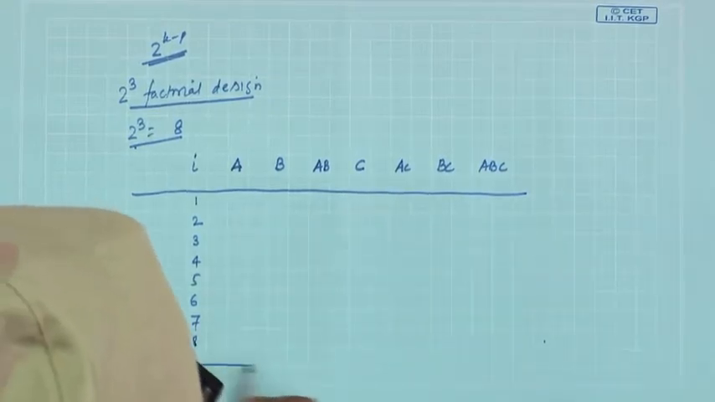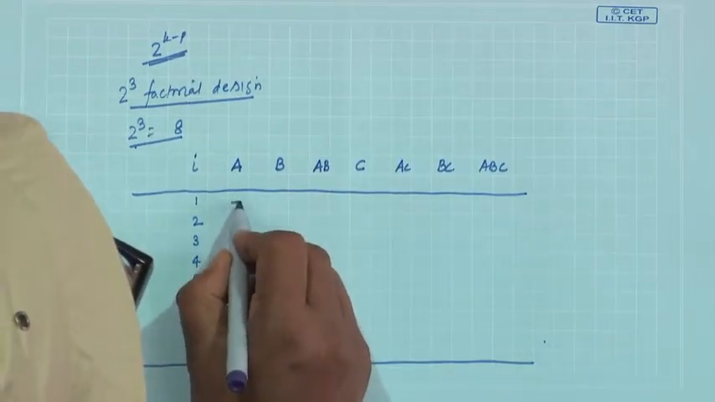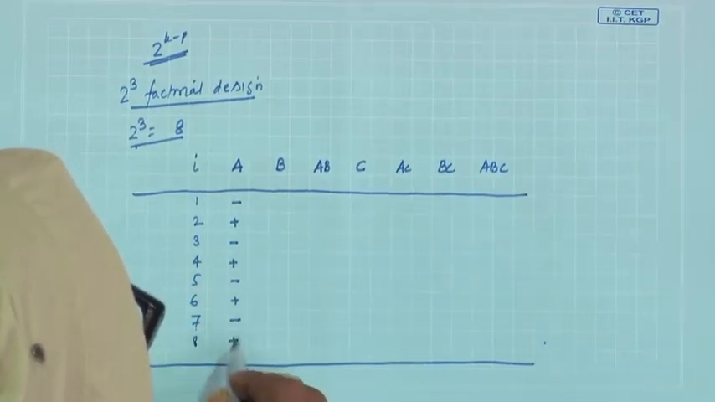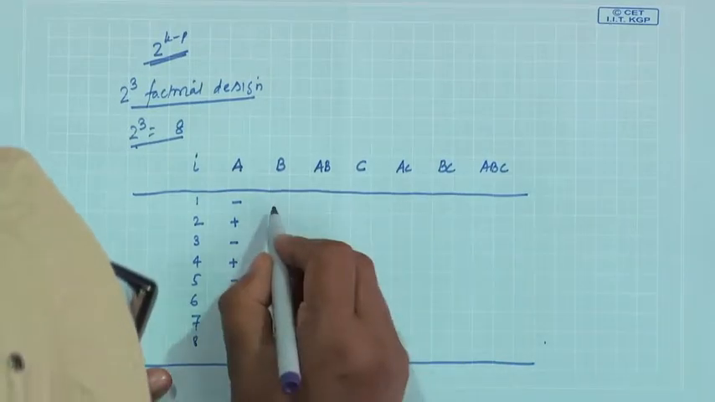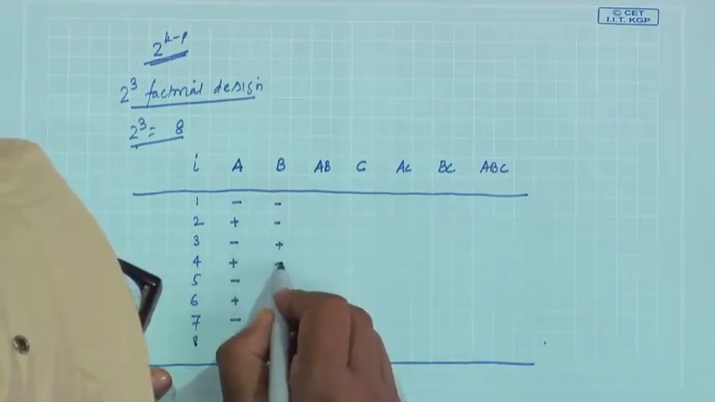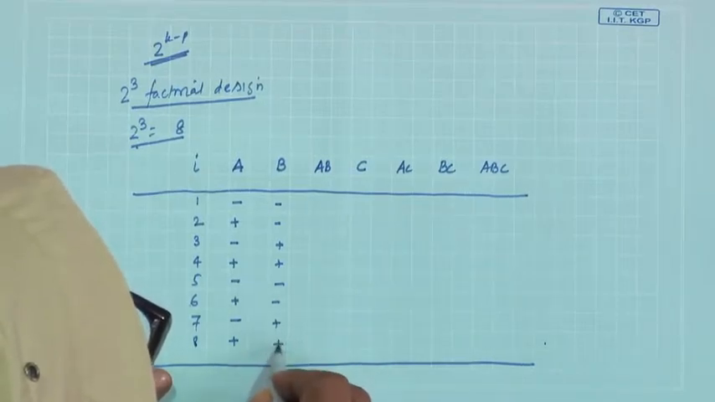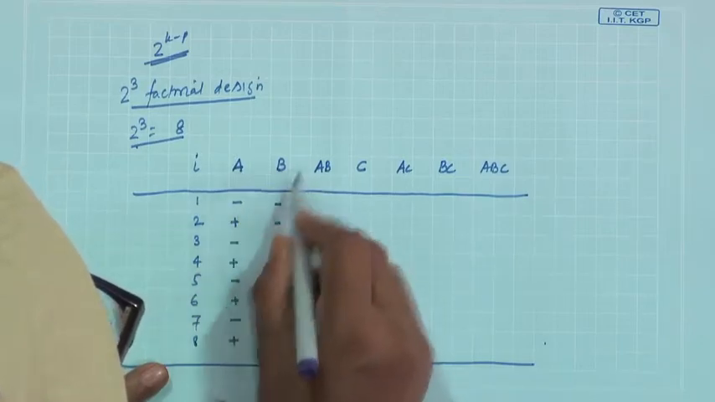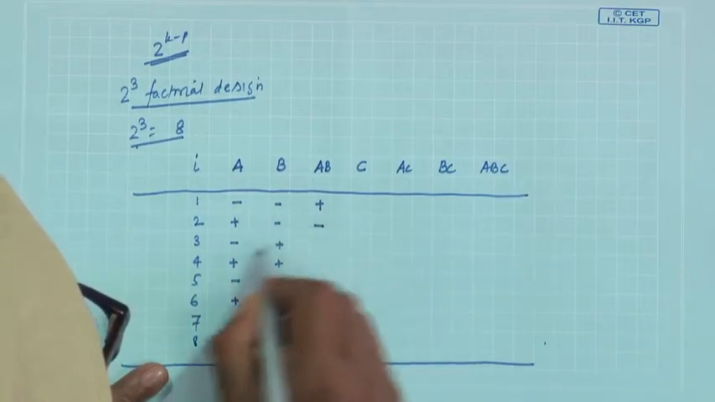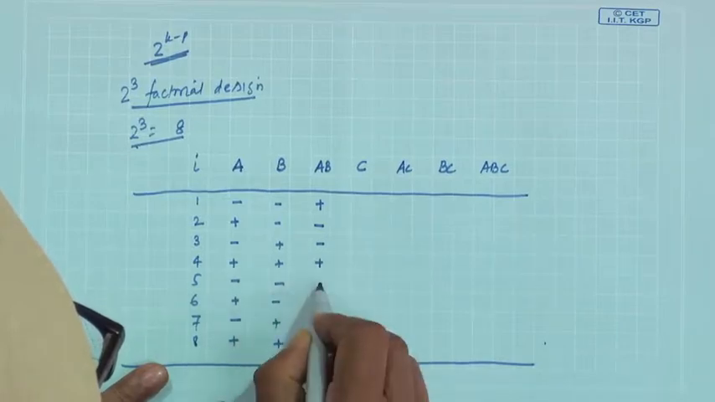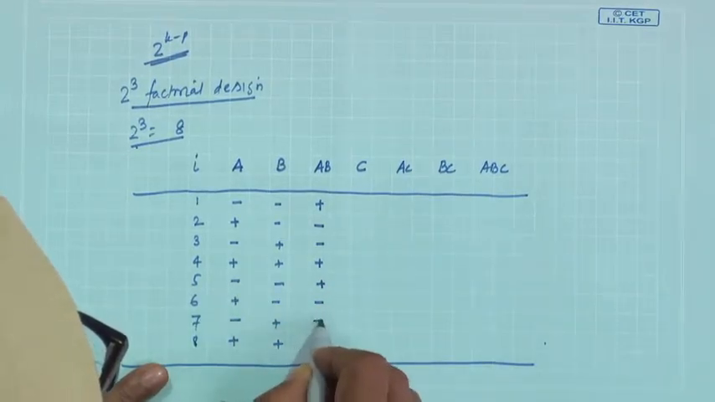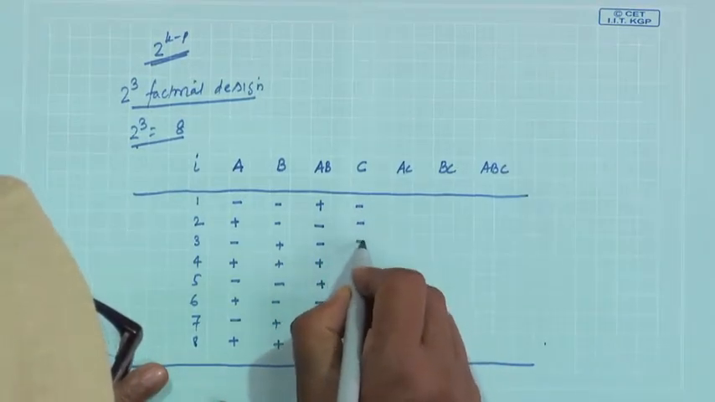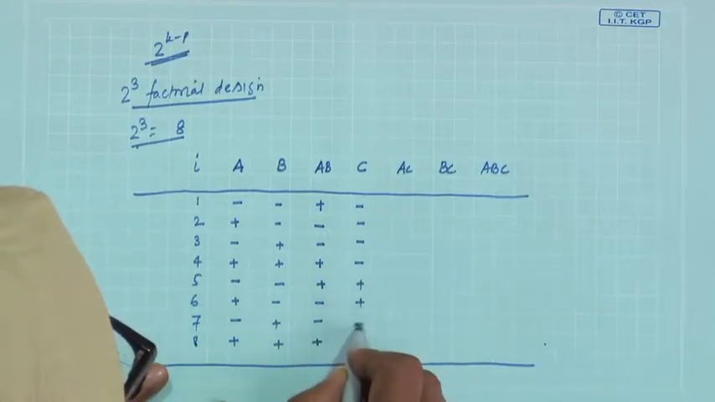If you recall, we say this is minus, plus, minus, plus, minus, plus, minus, plus. This one is minus, minus, plus, plus, minus, minus, plus, plus. Then when you multiply A and B, you get plus, minus, minus, plus, plus, minus, minus, plus. Then C will be minus, minus, minus, minus, plus, plus, plus, plus.